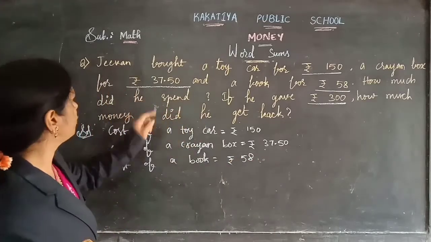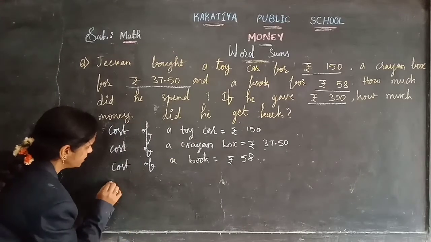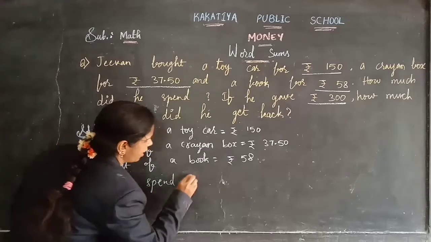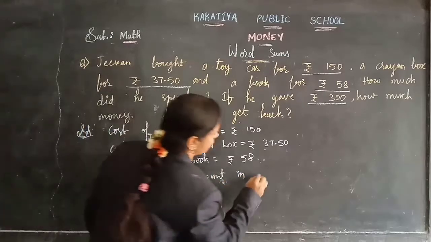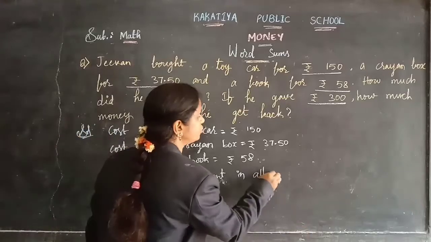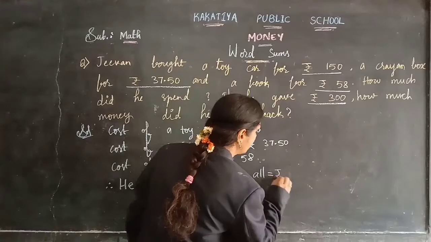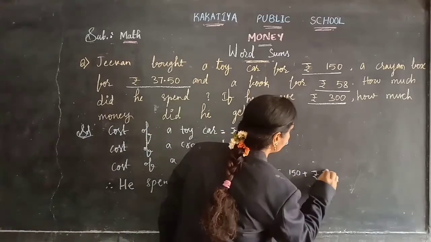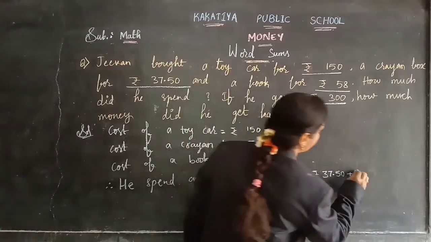Now the first question is: how much amount did he spend in all? So it is required. He spent amount in all. So how will you get the in-all amount? You need to do it by adding these three numbers. So first I am taking your 150 rupees plus 37 rupees 50 paise plus 58 rupees.